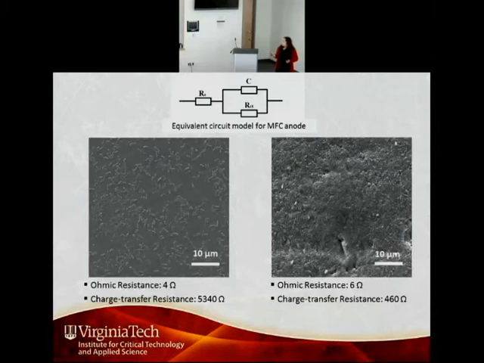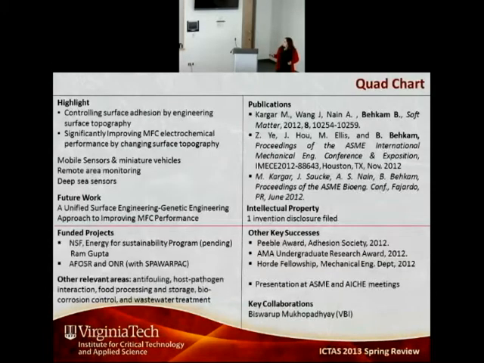And this is further supported by looking at electrochemical impedance spectroscopy. And as you see, the charge transfer resistance for the smooth electrode is higher than the charge transfer resistance for the rough electrode. And similarly, the surface coverage by bacteria is a function of the roughness of the surface. So basically, by controlling the surface roughness, we can control the two key components that affect microbial fuel cell performance, which is the adhesion as well as the electron transfer.